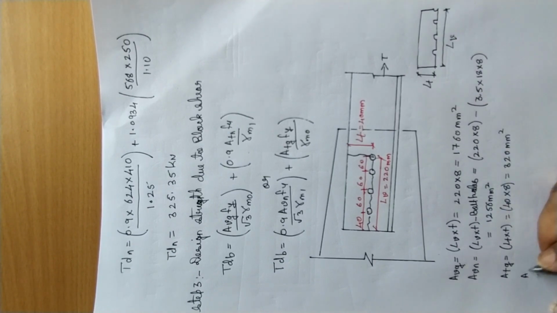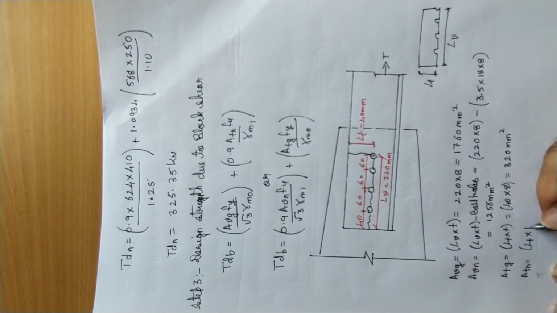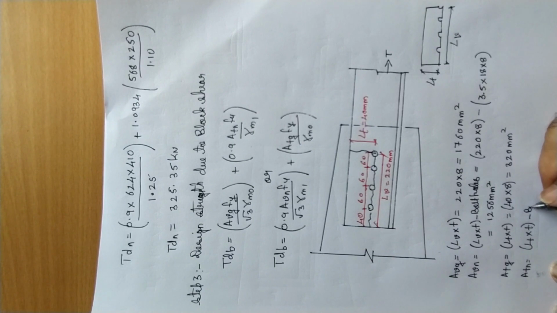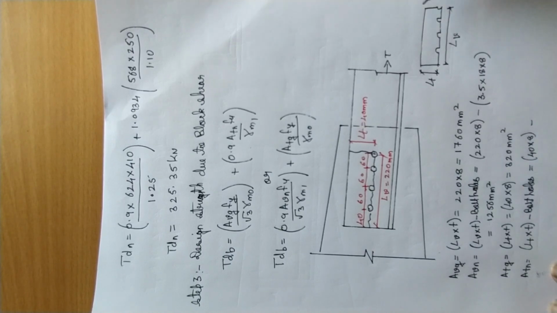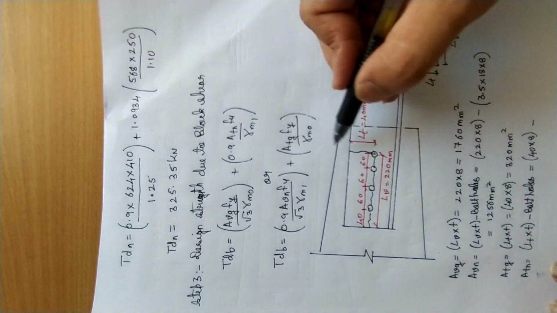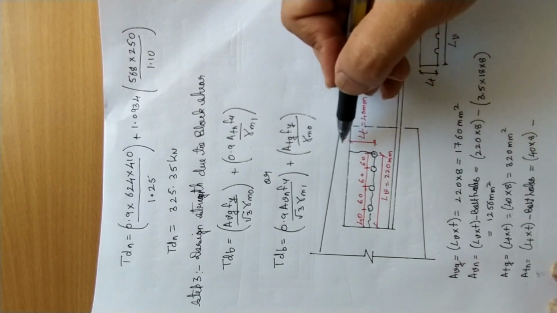Next, ATN net, remember. So I'll write it as LT into T minus bolt holes. Now again here the number of bolts are very important. So this will become 40 into 8 minus. Now in the perpendicular direction. So this is the perpendicular direction. This is T. So what is happening?